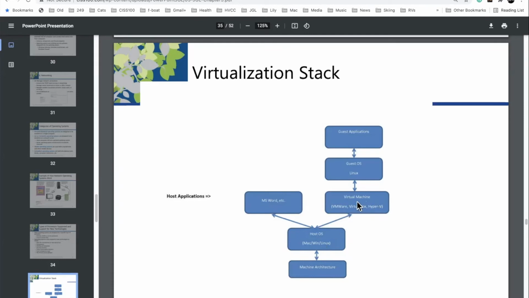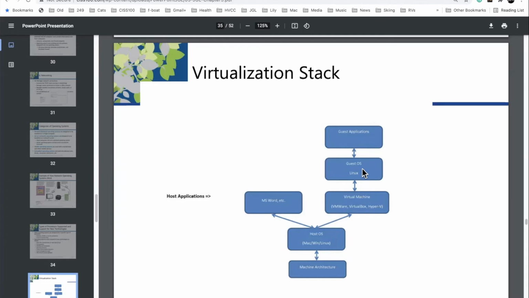When we install virtual machine software, what that software does is it actually replicates the machine architecture up at this level, which allows us to install additional operating systems, guest operating systems. This is the host operating system. And in this guest operating system, I can, of course, install applications. So we can think of this as a virtual computer, the virtual machine.